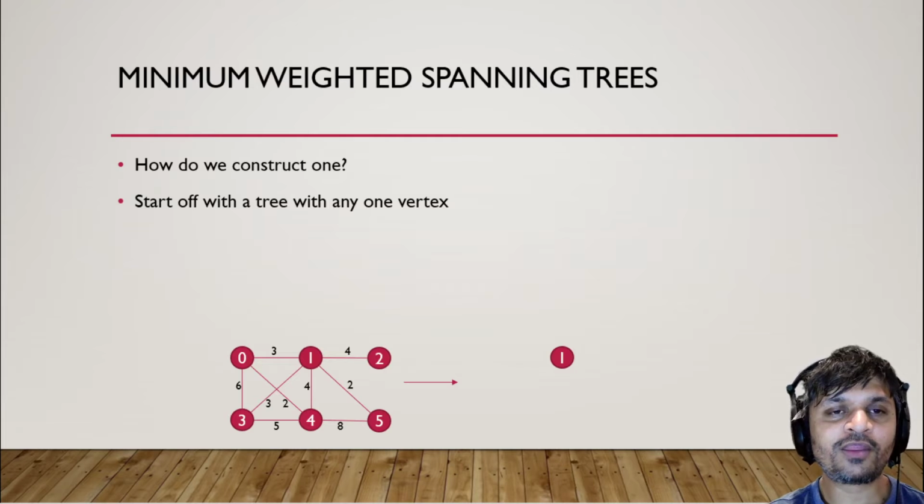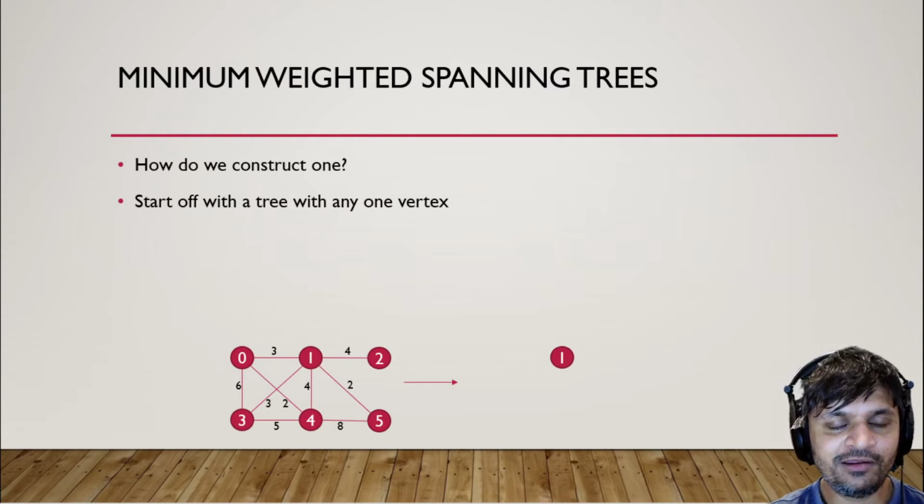So how the algorithm works is we will construct a minimum weighted spanning tree by initially having a tree made up of just one vertex. Okay, so this is our original graph. And what we're going to do is just pick any vertex. It doesn't matter. I picked one, but you could pick 5, 3, 2, 0 or 4. It wouldn't matter, right? So pick any vertex and start off your tree with it.